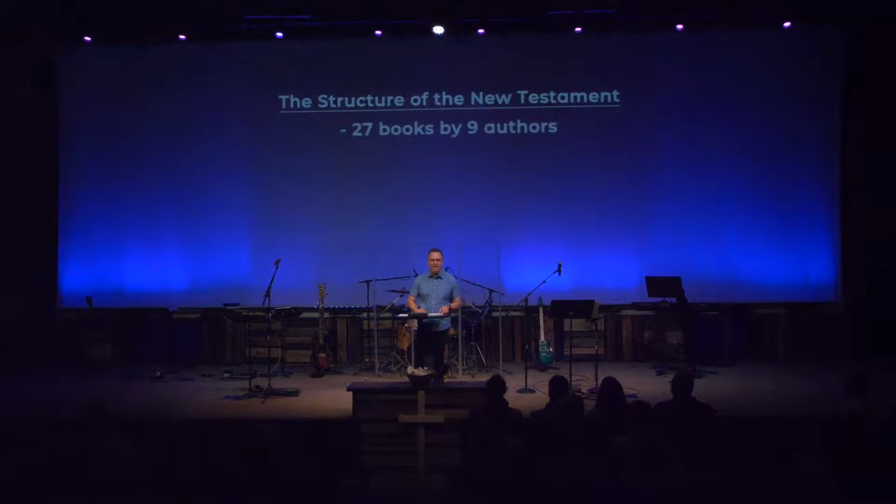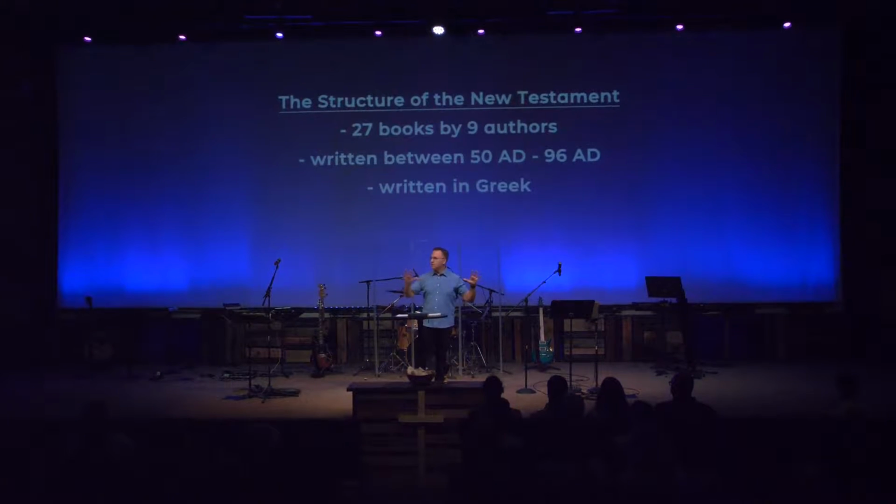So that's the first point in this. It's 27 books written by 9 different people. It was written between 50 AD and 96 AD. All of the New Testament was written in ancient Greek, and that's because that was the common language of the Roman Empire at the time. Now, they would have spoken a form of ancient Hebrew called Aramaic, but they wrote their letters, they wrote their documents in ancient Greek.